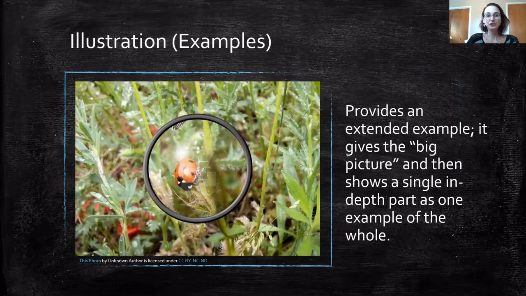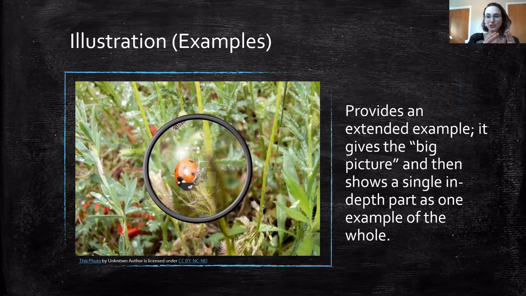Okay, so the next is illustration, and this kind of works alongside narration. You're basically giving a specific example. So you're giving a big picture and showing an in-depth part of one example of the whole. So in this case, you might say this is what healthcare looks like in general, and here is one piece that you should really care about, and maybe, again, telling the story of one person.